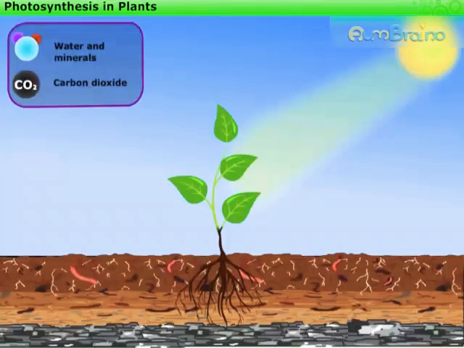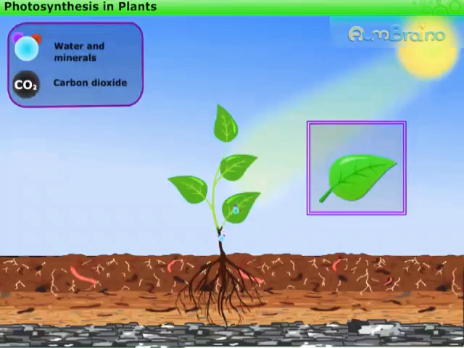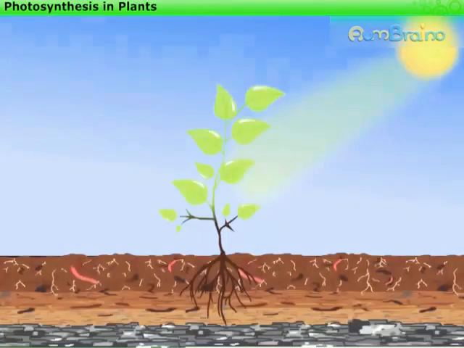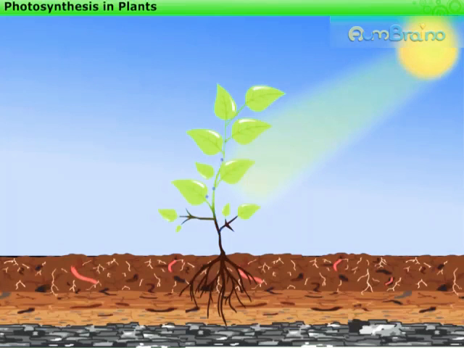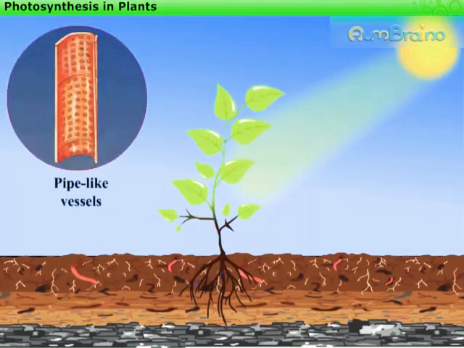So all the raw materials, such as water, minerals, and carbon dioxide, must reach the leaves. Roots absorb water and minerals from the soil, and transport them to the leaves. This is done by the pipe-like vessels, which run throughout the roots, stem, branches, and leaves.